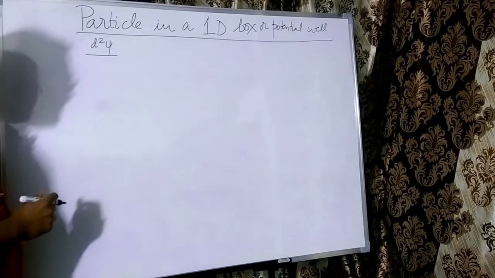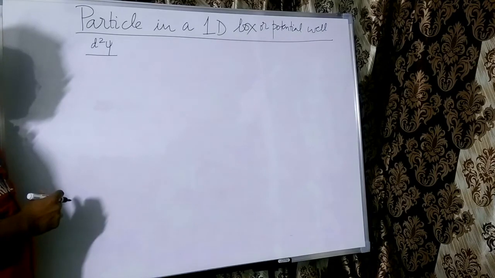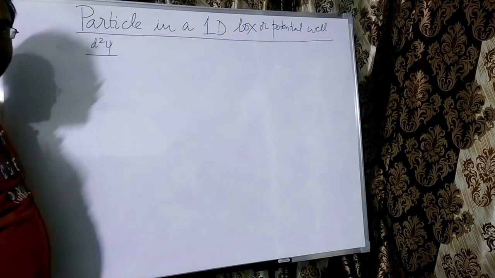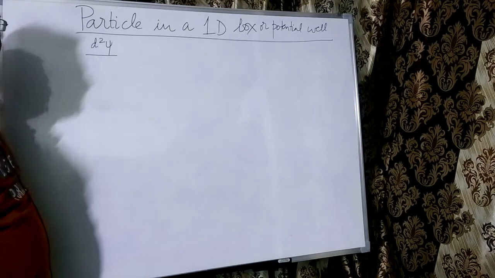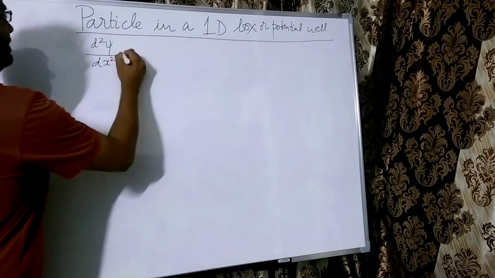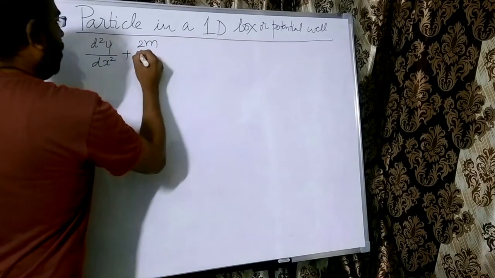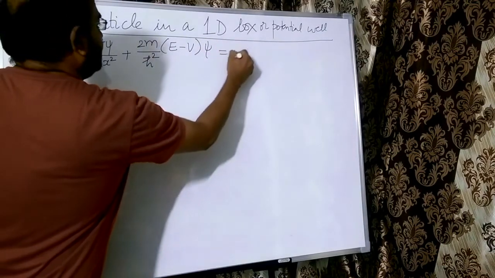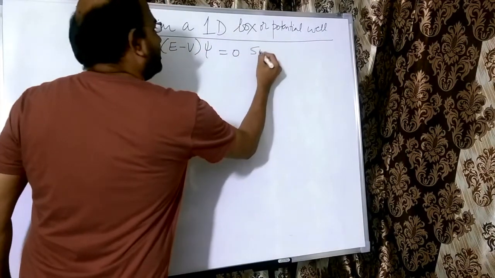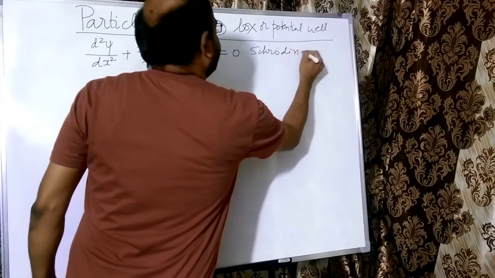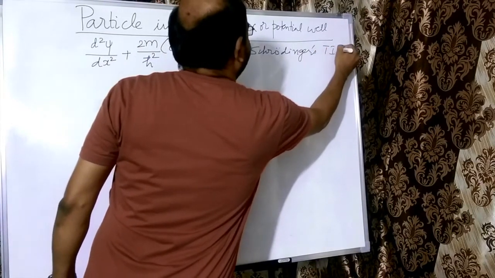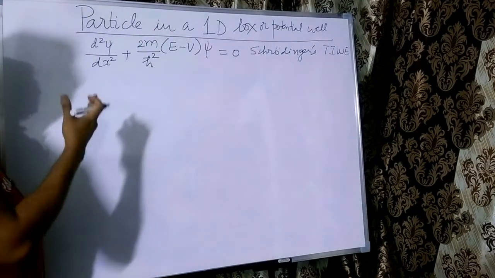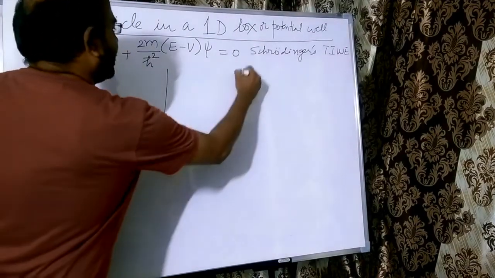We know that the Schrodinger's wave equation is a second order differential equation. So d square psi by dx square plus 2m over h cut square times (E minus V) psi is equal to 0 is the Schrodinger's time-independent wave equation. Now, this wave equation is applicable to the problem under question, which is the particle in a one-dimensional box problem.